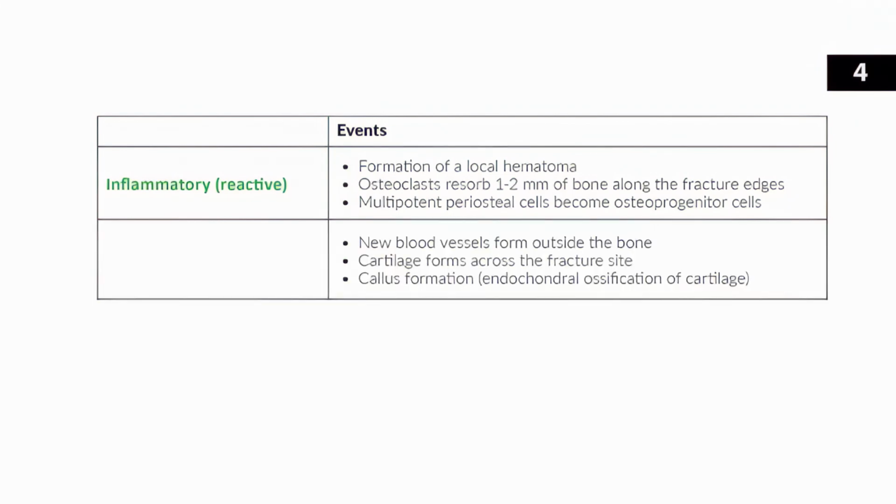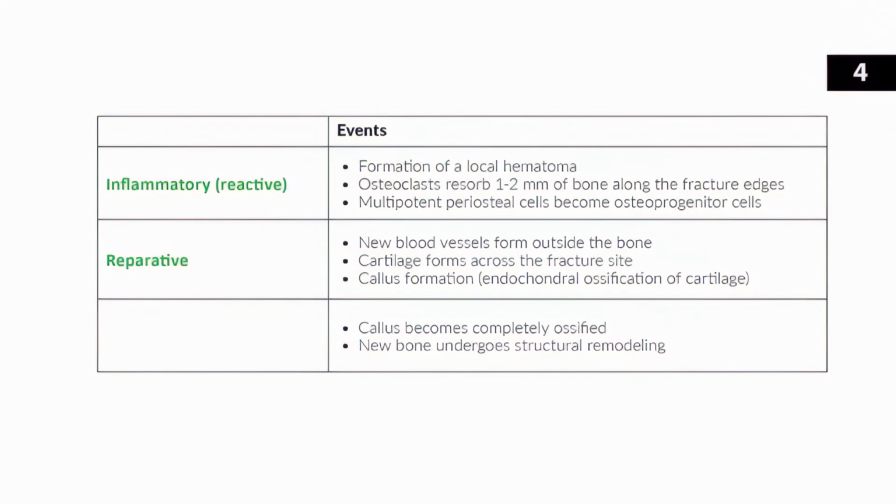The second phase is the reparative phase. This is where new blood vessels start to form outside the bone and then work their way in to provide nutrients to all those cells and to provide the minerals and things needed. And chondroblasts and fibroblasts move in and start to lay down cartilage and type 1 collagen to fill in the gap between the fractured edges. And eventually this cartilage starts to undergo endochondral ossification and becomes organized into what's called a callus.